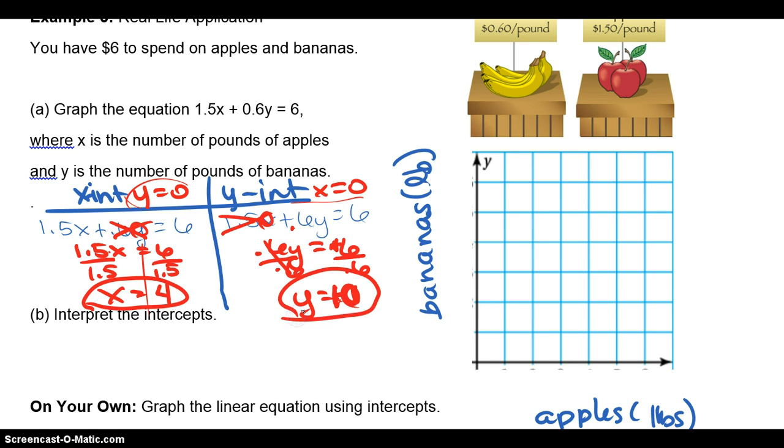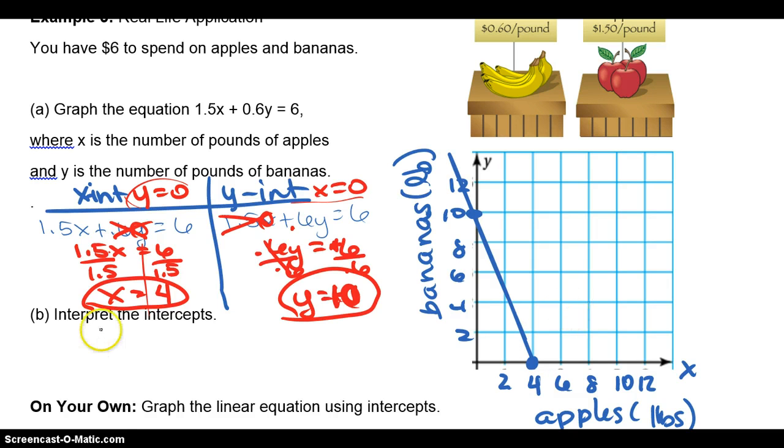That's my y-intercept. So when I go back over here to my graph, I know that I want to put them in intervals of 2. 2, 4, 6, 8, 10, 12. X-intercept of 4 goes on the x-axis at 4. Y-intercept goes on the y-axis at 10. It takes 2 points to make a line. So I get a straight edge and graph those like that.